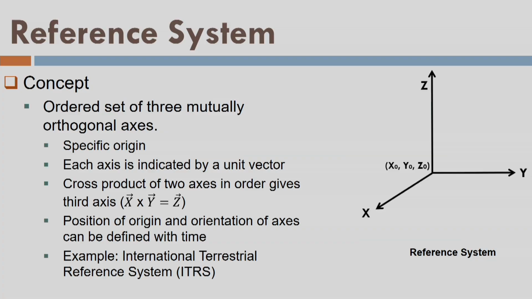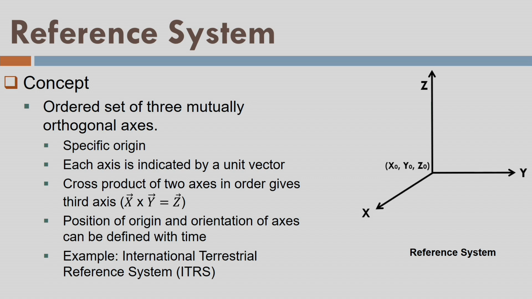It has a specific origin. Each axis is indicated by a unit vector. So if I take a vector of length L and divide by its magnitude, I will get a unit vector for that vector L. Now, if I take the cross product of these two axes, since they are orthogonally located, that means they are oriented at 90 degrees mutually to each other.